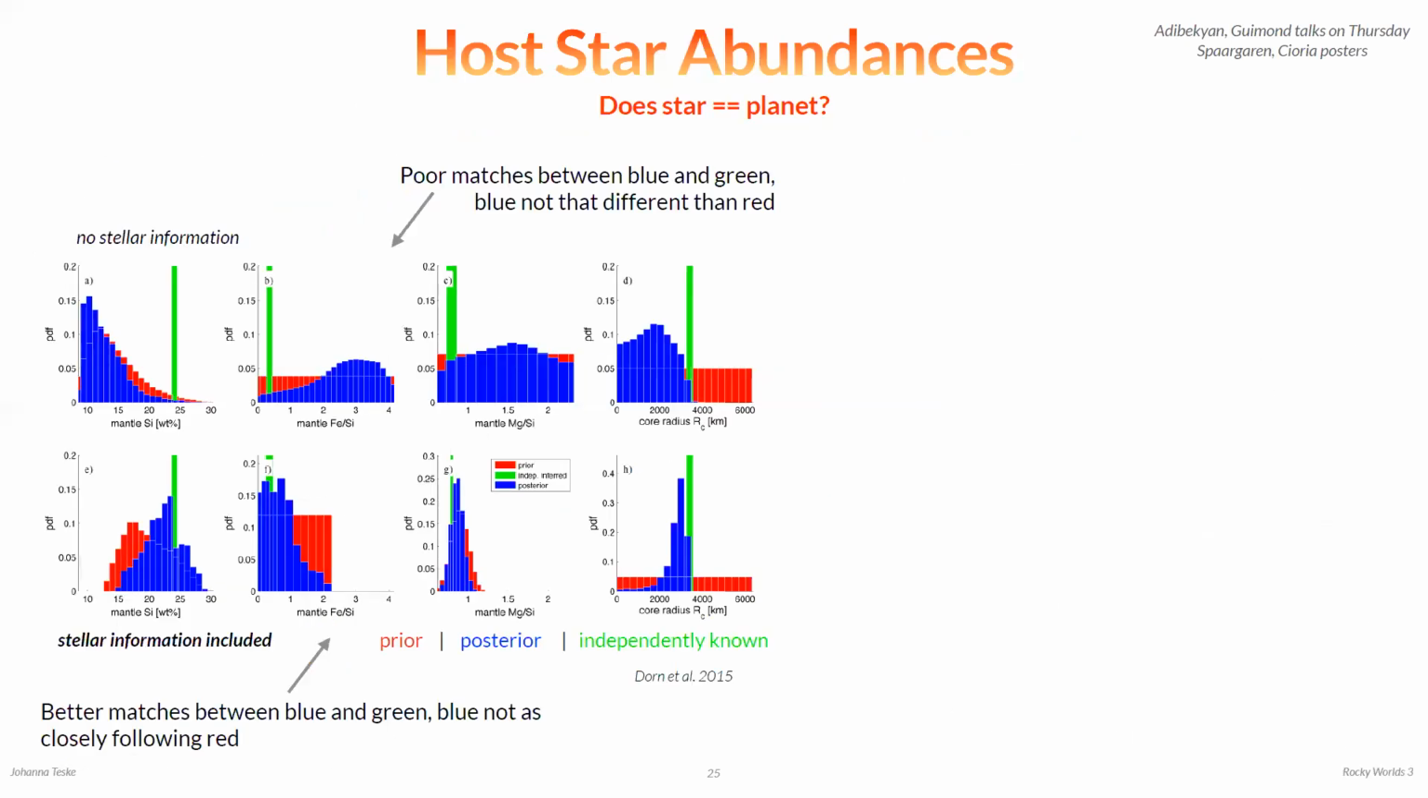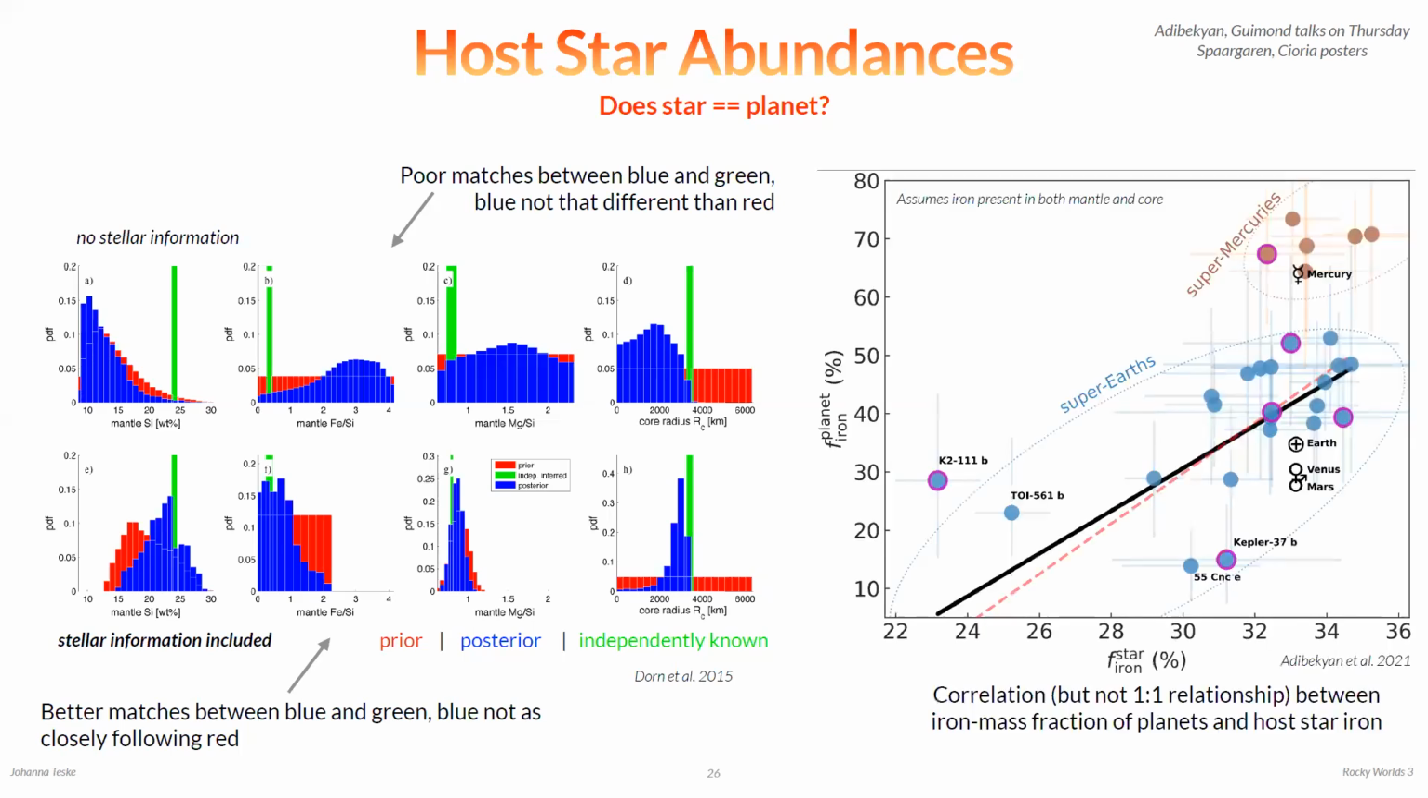This is also a topic of great interest. Does the stellar composition equal the planet composition? When is that true? I still come back to Caroline's paper from 2015, where she showed trying to just model the Earth's mantle silicon weight percent and different ratios, where we know the answer, right? For the Earth, we know these things. That's the green bar, and using the sun's information to try to put constraints on these as a prior helps you get closer to the right answer. So that's sort of a promise in terms of star equaling planet.